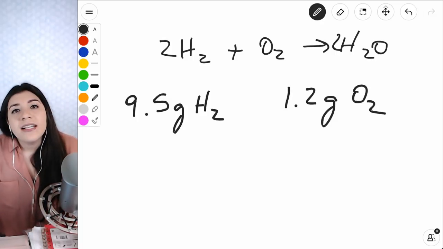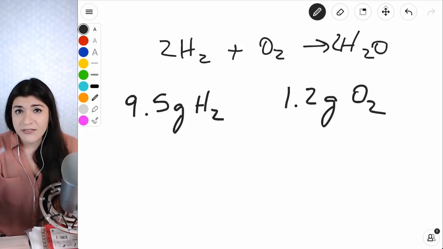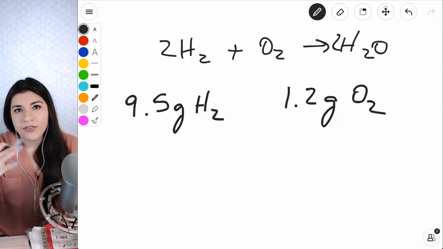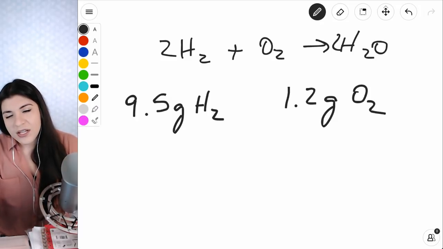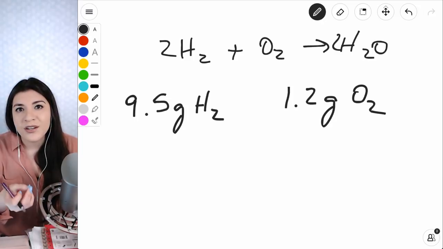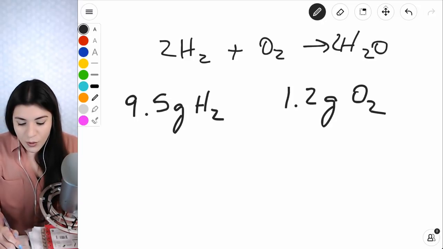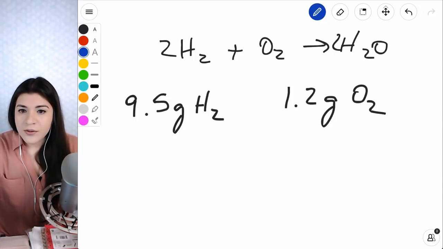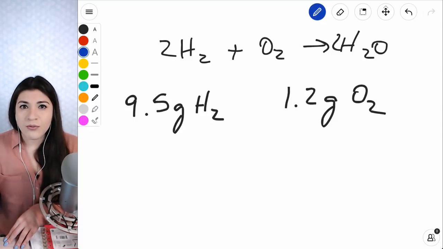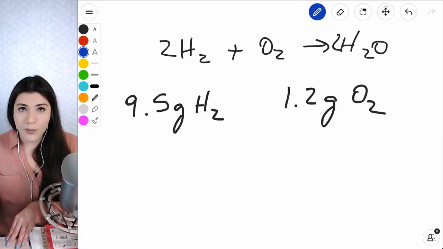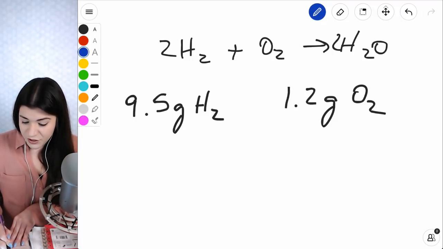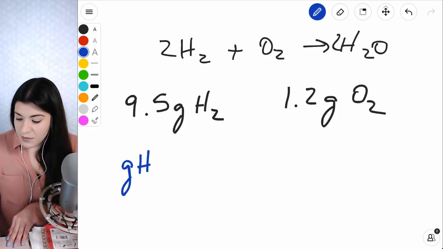To find the limiting reactant, what a limiting reactant even is, think of it as the reactant that runs out the fastest. Since that's the one that's going to be used up or runs out the fastest, it's also going to produce the least amount of product. So what we're going to do is go from grams of our reactant to the grams of our product, which in this case is water. So I'm going to start off with grams of H2, and then I'm going to make my way to grams of water.